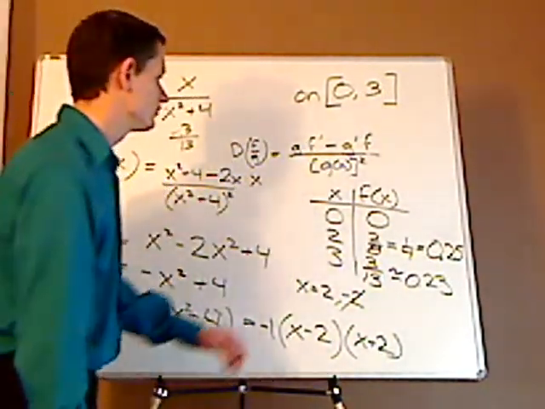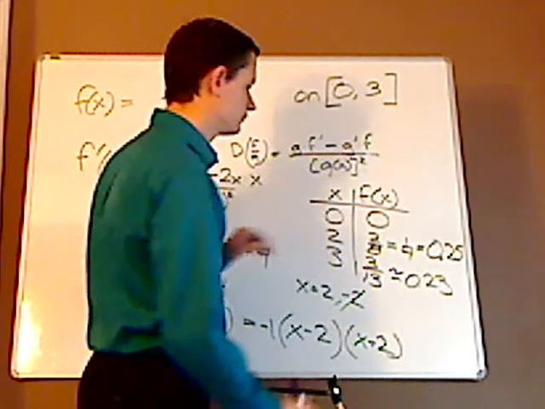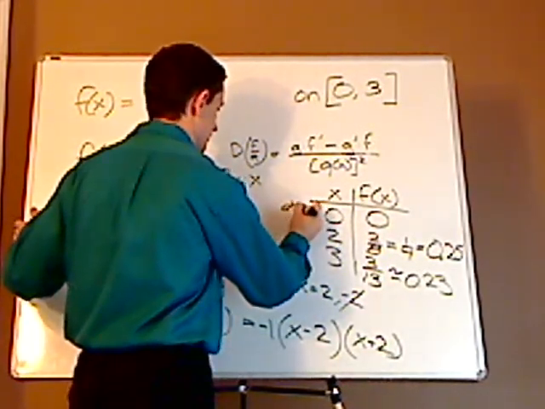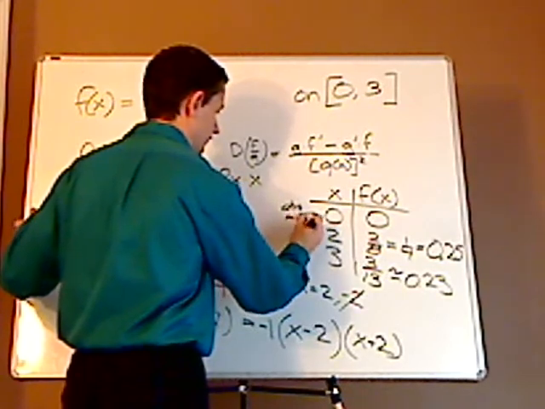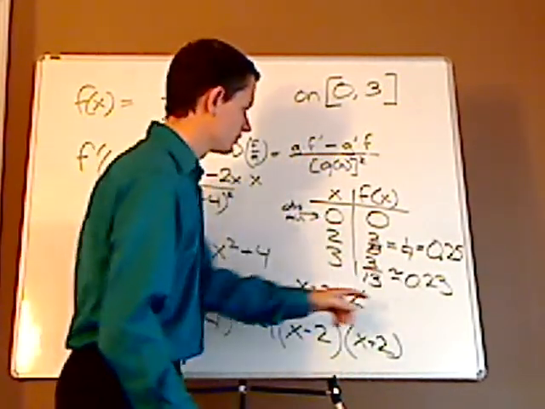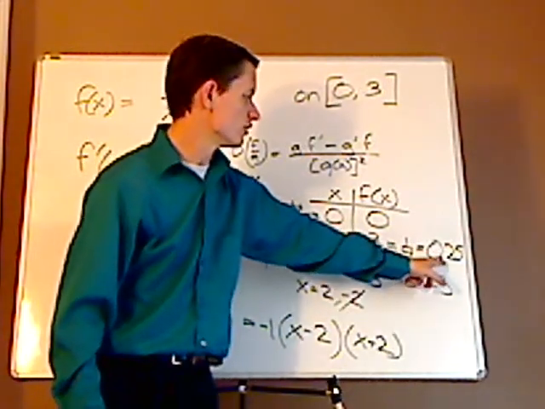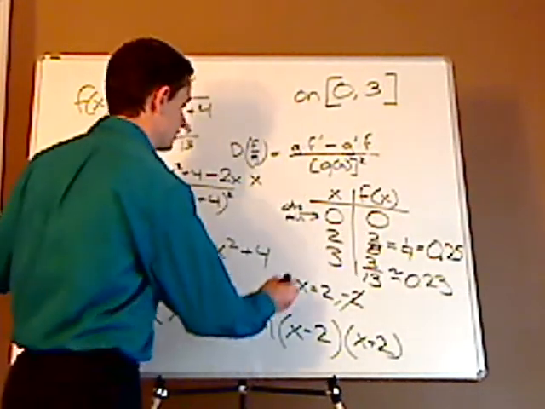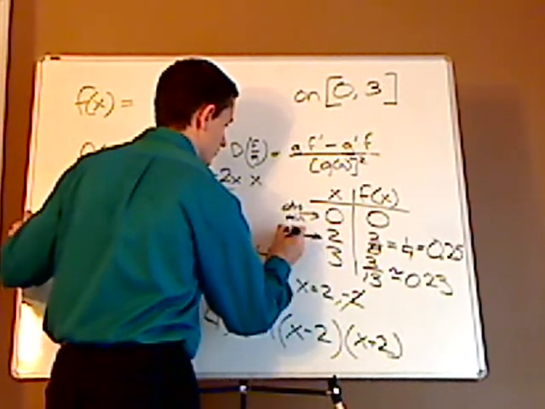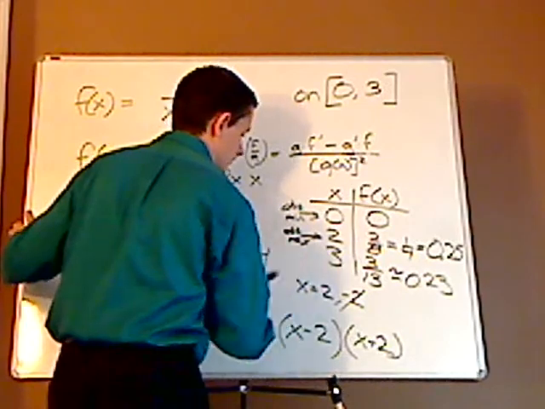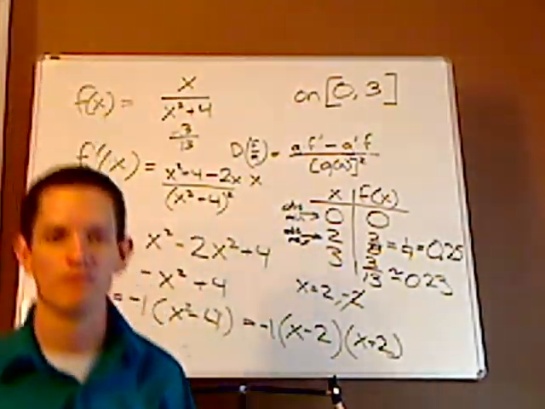So notice the lowest value. The lowest value is 0. So this is my absolute min. This is not, right, 0.23, because 0.25 is greater. So at 2, I have an absolute max. And that's it.